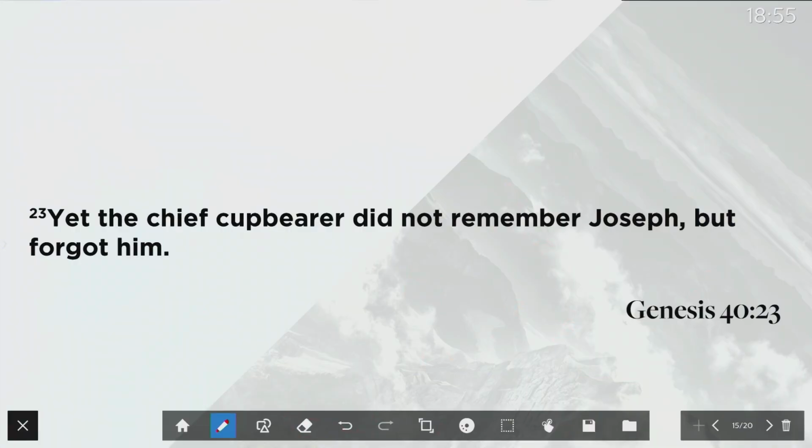Here's what it says in chapter 41. Yet the chief cupbearer did not remember Joseph, but forgot him. Got back in the palace, got back to tasting wine for the king, and thought, you know what? I don't need to worry about my past and all those people in prison because I'm free.